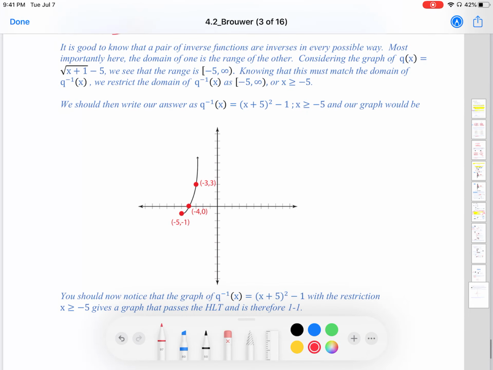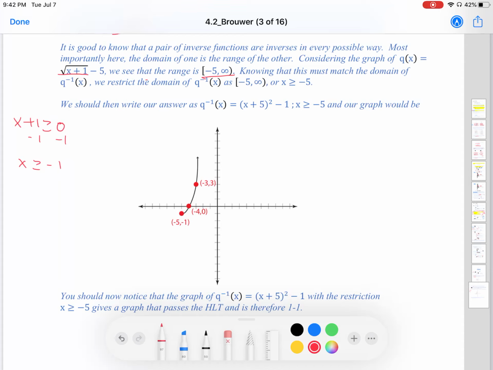Consider the graph of Q of x. What's our domain here? What can x not be? Well, we see that x plus 1 has to be greater than or equal to 0, right? Because we can't take the square root of a negative number. So we subtract 1, and x has to be greater than or equal to negative 1. I think there's a typo here. We see that the range is negative 5 to infinity. Knowing that this must match the domain of the inverse, we restrict our domain.